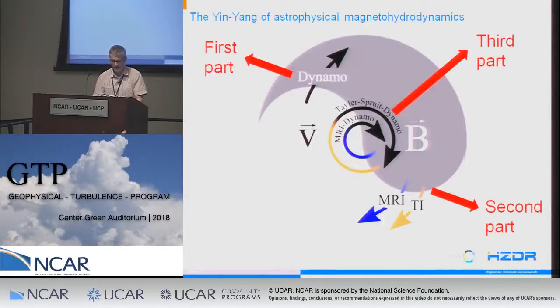Those two parts, first and second, I think this is quite solid science. The third part, here I come to the concept where both the dynamo and the instabilities are coupled. This is the MRI dynamo, what we heard this morning from Amitava, and also the Tayler-Spruit dynamo, and I will come to this coupled system in my third part, and this will become a little bit astrological, if you like.